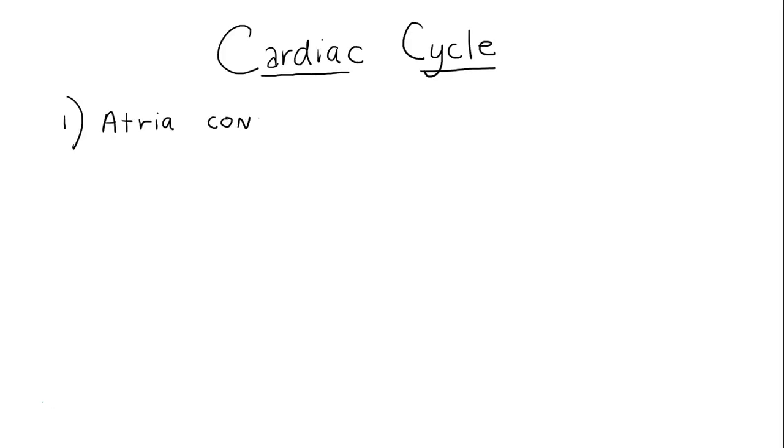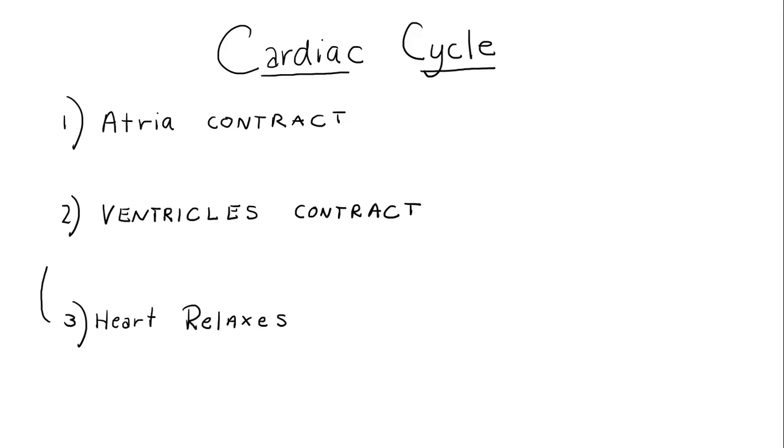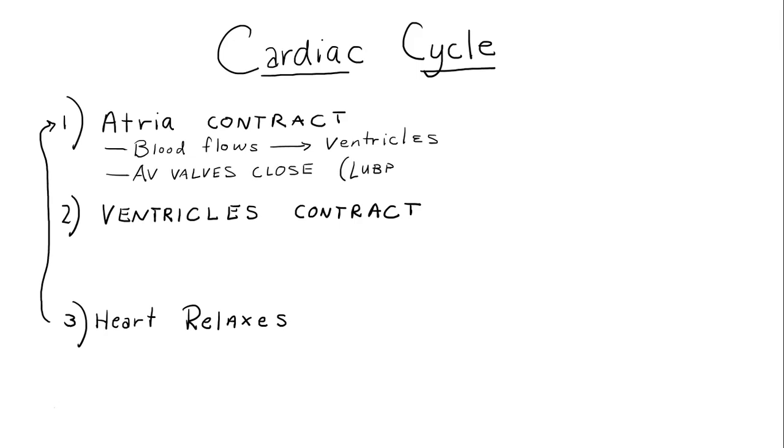That's what we're going to talk about on this slide. In the cardiac cycle, the atria contract and then the ventricles contract, and then the heart relaxes, and then the cycle begins again. So when the atria contract, the blood flows into the ventricles, and then the AV valves close, and that creates a sound called lub. If you're familiar with the heart sounds, lub-dup, lub-dup. And that's due to the closing of the valves.